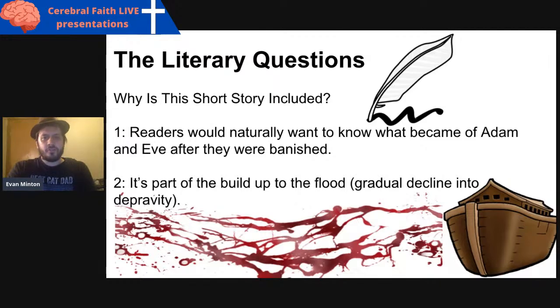So those are the 2 reasons. The first reason is readers would naturally want to know what happened to Adam and Eve. The second is that the author wants to show that buildup, he wants to show how humanity just got worse and worse and worse.